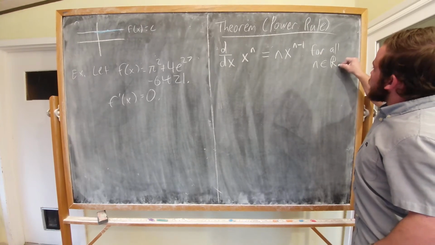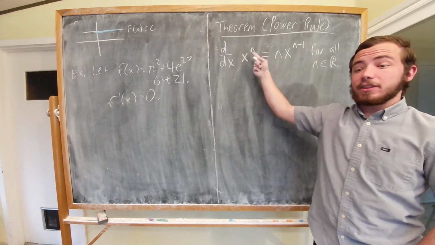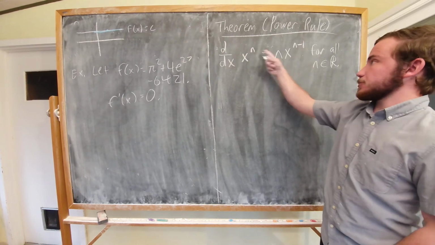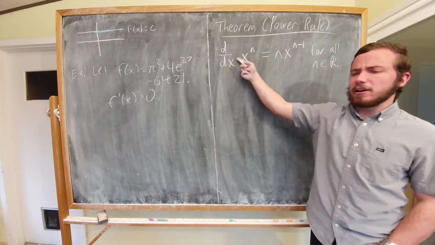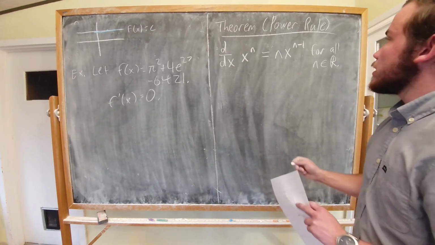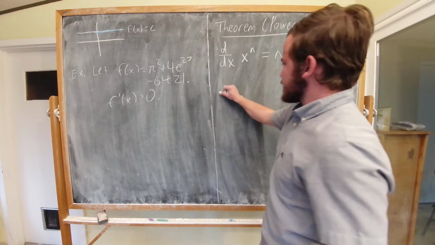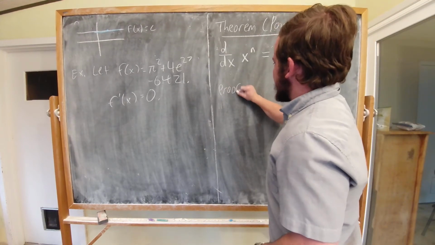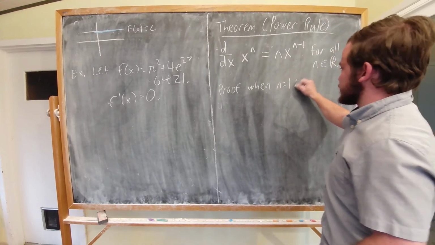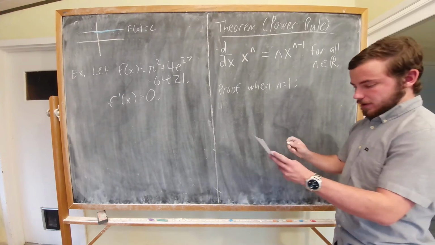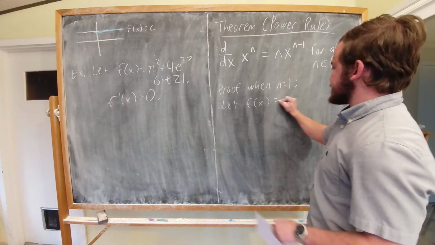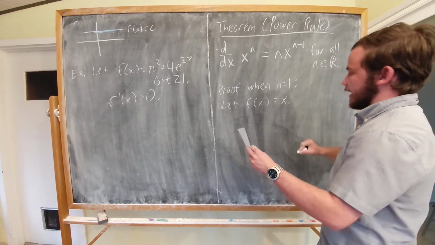So no matter what the number n is, the derivative of x to the n is just n times x to the n minus 1. So you can think of it as it pulls it down in front and then it subtracts 1 from the exponent. Okay, let's prove it when n equals 1. The general case is kind of hard to prove, but looking at it in at least one case is probably helpful for us. So, let's let f of x equal x.